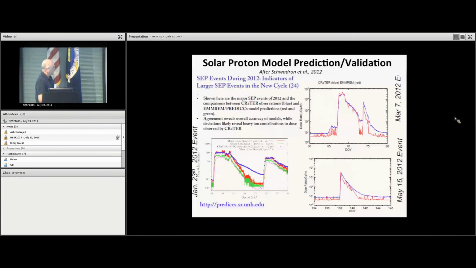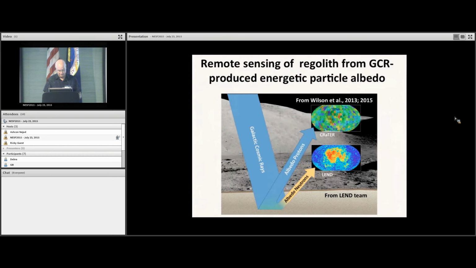So we've looked not only at galactic cosmic rays and their effect, but also the impact of solar protons, and this is some work that Nathan Schwadron did, comparing some models of our expectation of the arrival of solar protons from events near the sun and the resultant radiation field near the moon.